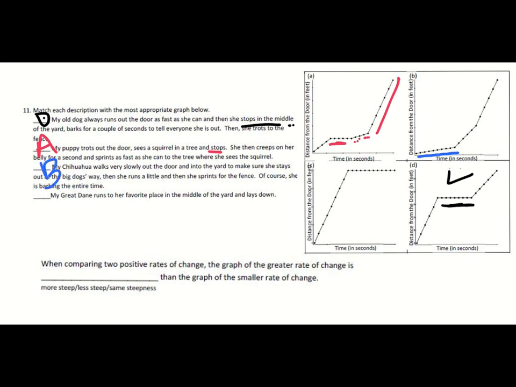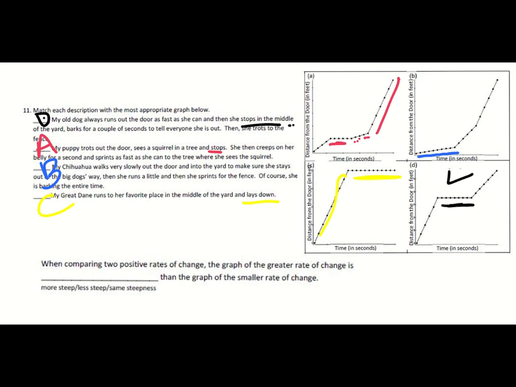And so all that's left is C. The Great Dane runs to her favorite place in the middle of the yard and then lays down. So here's the laying down part, and here's the part where she runs. So that's C.